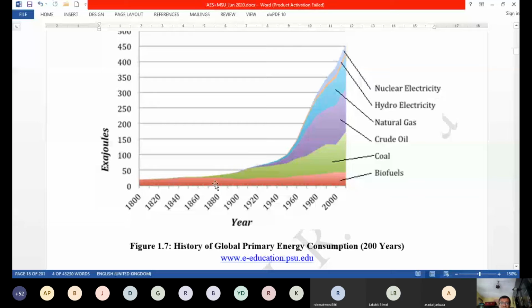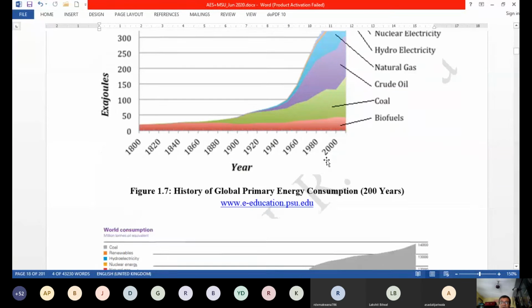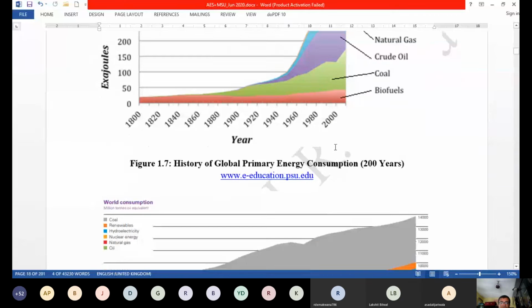Now, this total usage is in exajoules, right? So 10 to the power 18 joules. Which source is contributing how much? So you can see that nuclear electricity, the first one, has a little bit of contribution; hydro, a little bit of contribution; natural gas is quite important. Crude oil is also very, very important. Coal is important, and biofuels are also playing an important role.